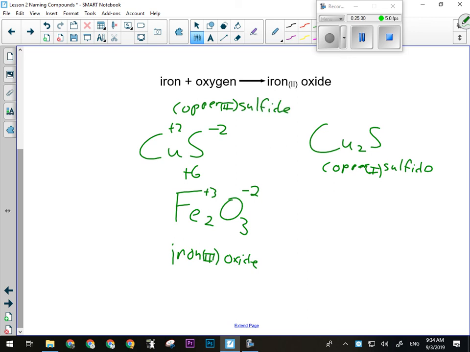Okay, and it's easy to forget to do that. That's the most common mistake that people make when they're naming ionic compounds, is they forget to check for this. If you have a metal that has more than one possible charge, and you can tell that by looking at it on the periodic table, you're going to have to put a Roman numeral in its name.